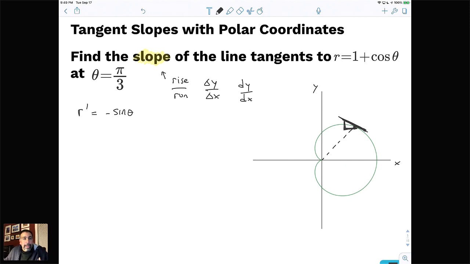Students will struggle with that greatly at first because they see r and theta and they think the derivative is going to be in terms of r and theta. Now, you can take r prime and find negative sine theta, but it doesn't mean the slope the way that we're thinking of a rise over run slope. R prime tells us how r is changing as theta changes. So that tells us whether we are getting closer to the origin or moving further away from the origin. If r prime is negative, then the radius is decreasing and we're moving closer to the origin. If r prime is positive, then the radius is increasing and we're moving further away from the origin.